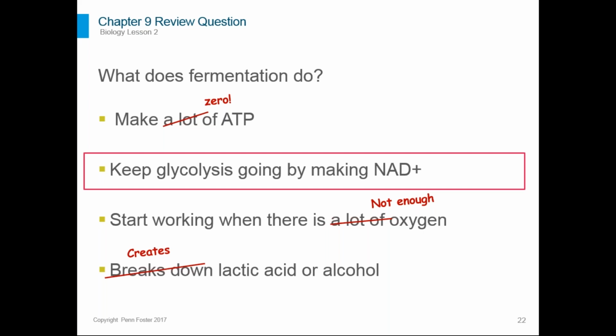So again, there's two types of fermentation, lactic acid fermentation and alcoholic fermentation. They do the same thing, just with different molecules. So one creates the lactic acid, one creates the alcohol.